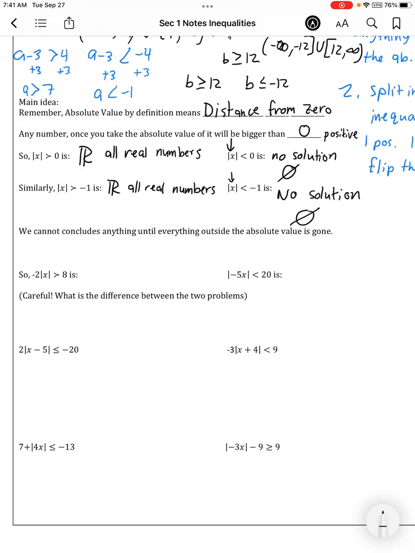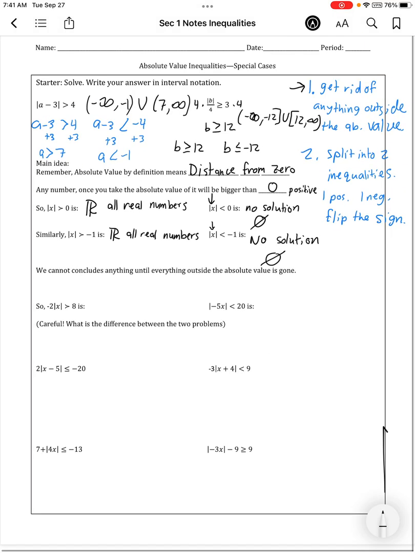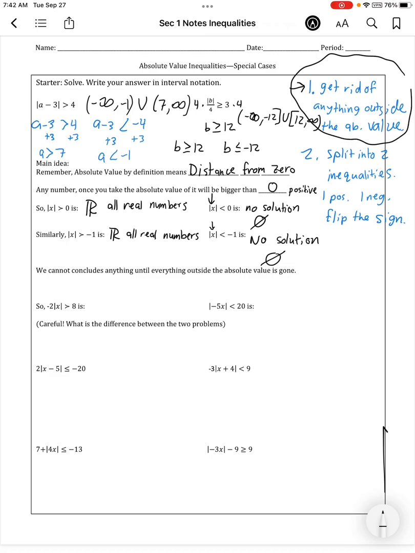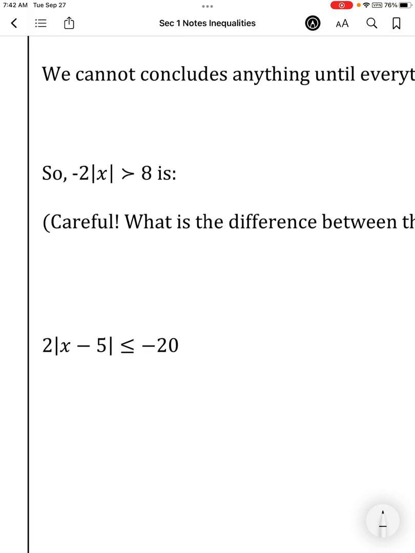Now here's the thing about this. Students love these answers because there is no work to be done once you've declared it no solution. However, you have to be very, very careful. You cannot conclude anything until everything outside the absolute value is gone. So think about doing this first step that we did here before you can conclude it as all real numbers or no solution. So for example, we have -2|x| is bigger than 8. We have to get rid of the -2 first, giving us the absolute value of x and -4. Now here's the thing, what happens when you divide by a negative?